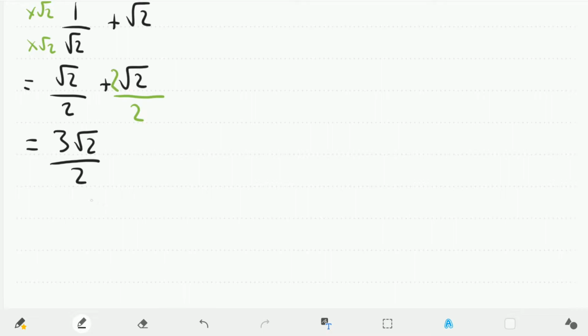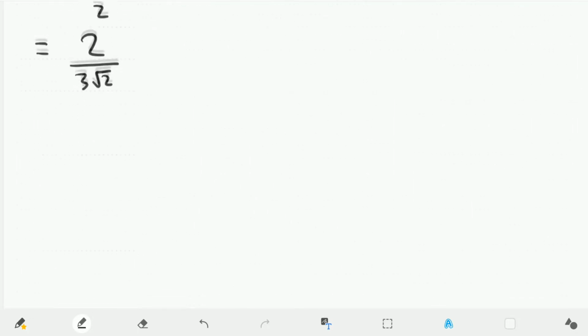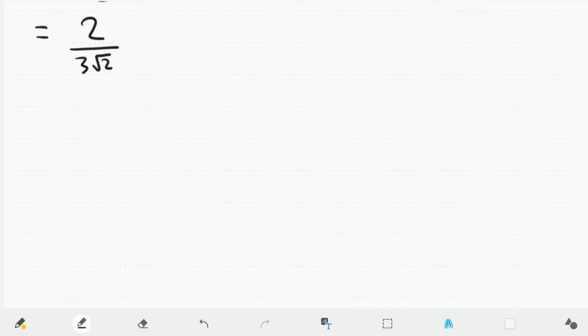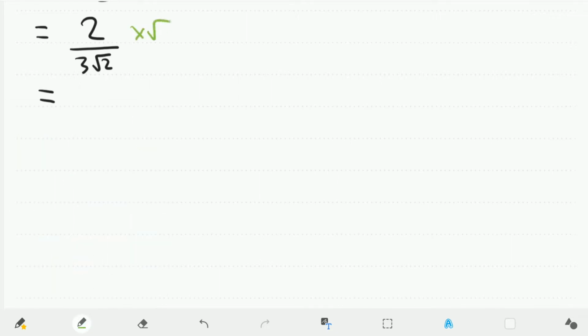And now if we go back to the question, it says 1 over root 2 plus root 2, so we know that is the same as 3 root 2 over 2. And when you have 1 over a fraction, all you do is you find the reciprocal. So the reciprocal of 3 root 2 over 2 is 2 over 3 root 2. And now that we have 2 over 3 root 2, we can again rationalize the denominator, multiplying both the numerator and the denominator by root 2.